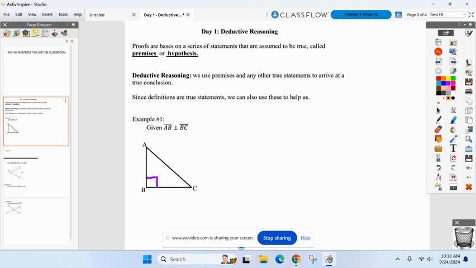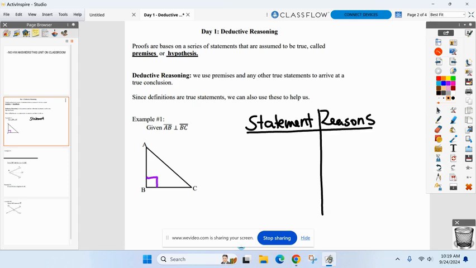Questions about that? Now, not only do I want you to mark your diagram, whatever you marked, I want it in words as well. And how we're going to do that is the following. We're going to organize this into two columns, a statement column and a reason column. Here's how we're going to organize all our thoughts based on that given.